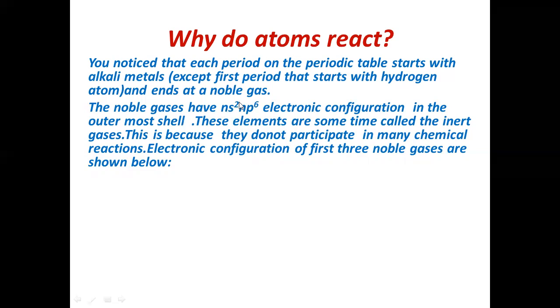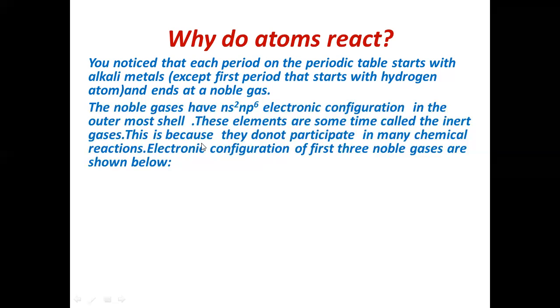It means all the elements present in group number 8 have 8 electrons in their outermost shell or valence shell. That's why they are called noble gases, because their outermost shell is completely filled. These elements are sometimes called the inert gases. Inert, because they do not participate in any chemical reaction, or in many chemical reactions. The reason is that the outermost shell is already completely filled, so they don't need to participate in a reaction.